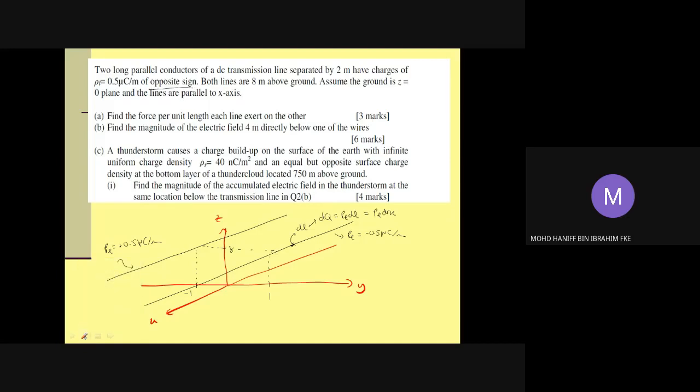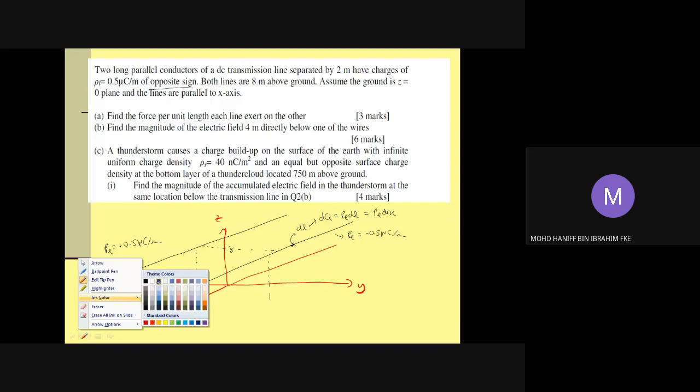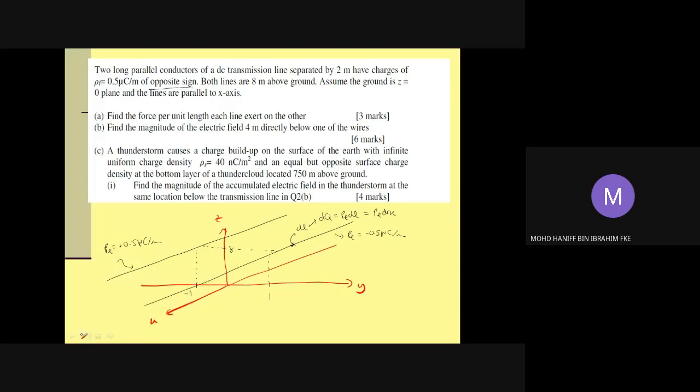Can we use another color then? Not sure whether, okay, the ink color, I'm using the blue color, then it's easier for me. Blue or green, either one.